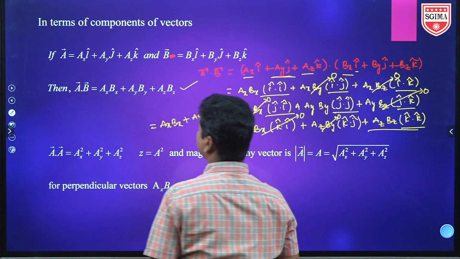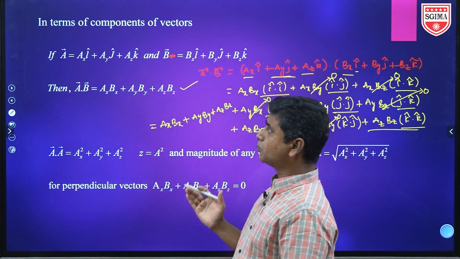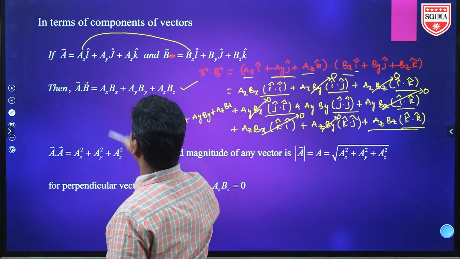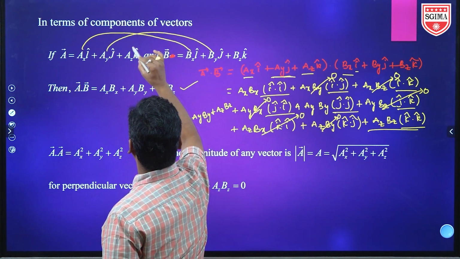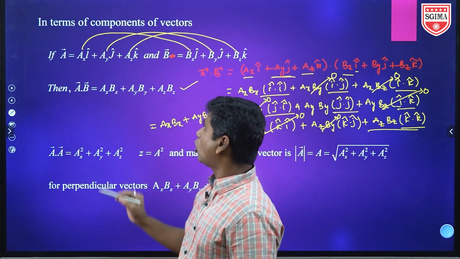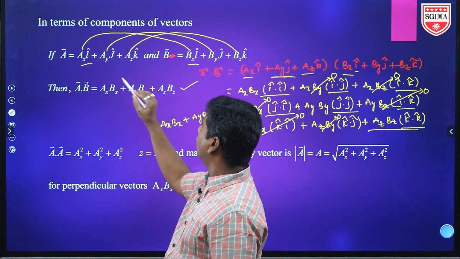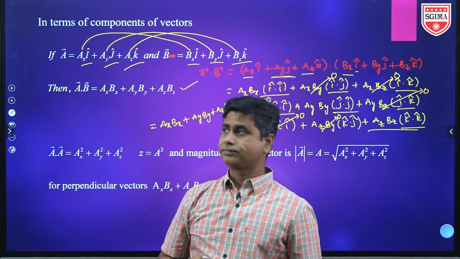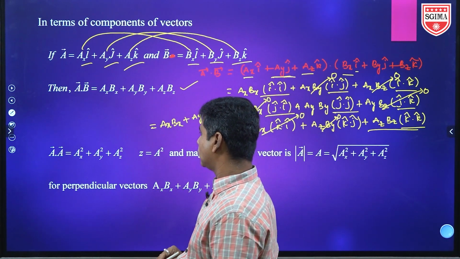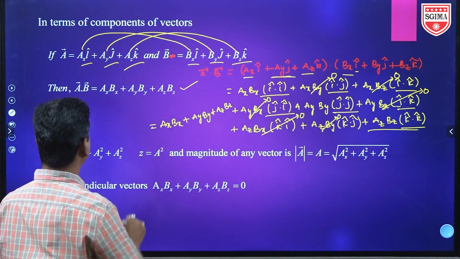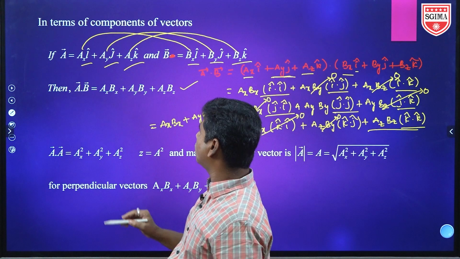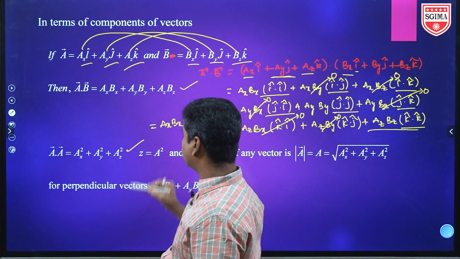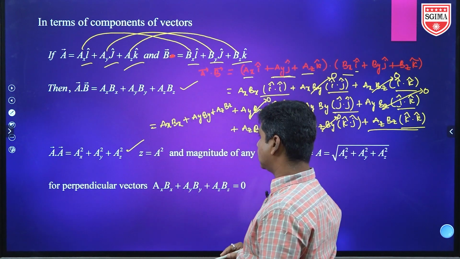That's why, generally, for the dot product of any two vectors you can directly multiply the magnitudes: ax into bx, ay into by, az into bz. Just multiply the components of i cap, j cap and k cap, and we get the answer directly. Next, a bar dot a bar: for the given vector a bar dot a bar you take ax into ax, ay into ay, az into az. We get ax square plus ay square plus az square.